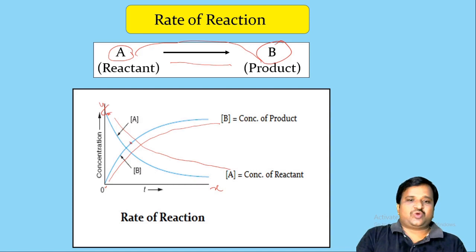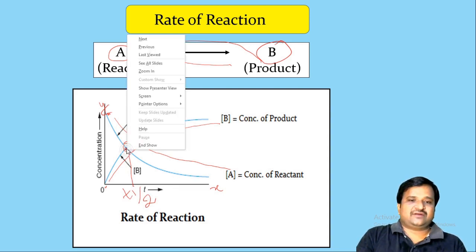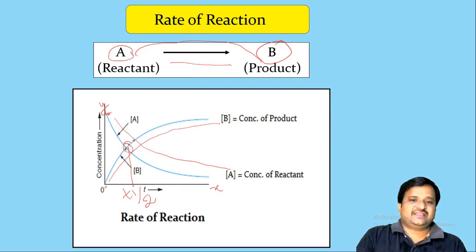At this cross section point here, half of the reactants are converted to the products and half of the products are formed in this reaction. The time for this is T half, that is the half life period of the chemical reaction. At this point, half of the chemical reaction is completed.